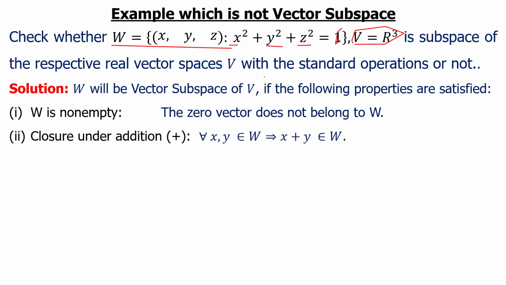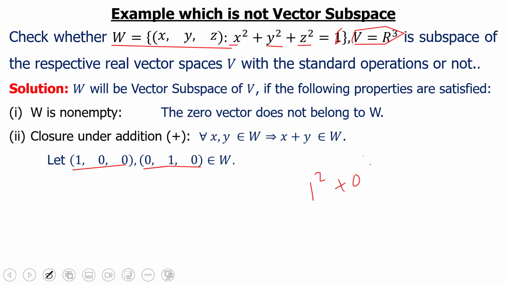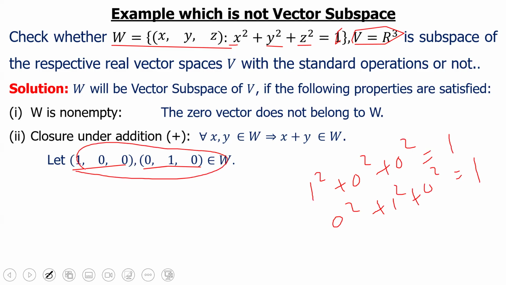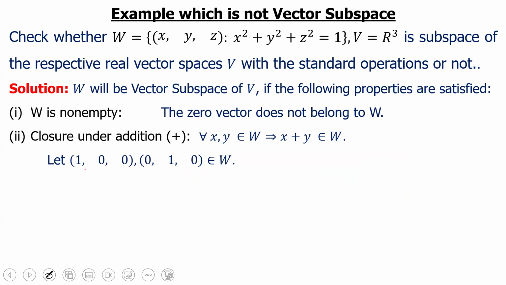If we take any two elements of this set, let me take one example, (1, 0, 0) and (0, 1, 0). Now 1² + 0² + 0² is equal to 1. Similarly, 0² + 1² + 0² is also 1. So these two are elements of W. Let us add both elements.